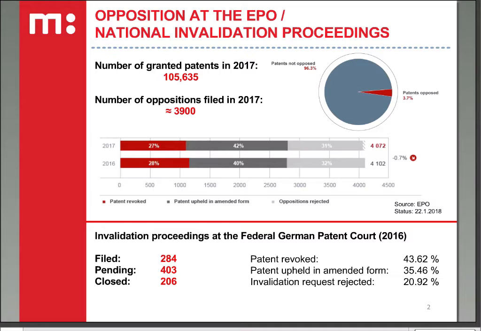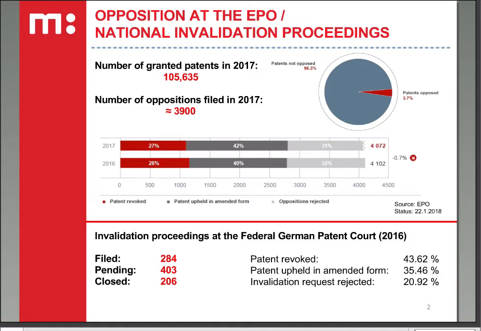The situation at the European Patent Office is a bit different. We have not 1% of patents opposed. In 2017, as you can see, we have a bit more than 100,000 patents granted by the EPO. And the number of oppositions filed was about 3,900, or 3.7%. And quite interestingly, from the patent oppositions, almost a third are successful, meaning that the patent has been revoked. Another 40% are partly successful, meaning that the patent has been upheld in amended form. And for the rest, the oppositions have been rejected. And as you know, we will talk about that in detail later, there is no centralized nullity action against a European patent as granted at the moment.